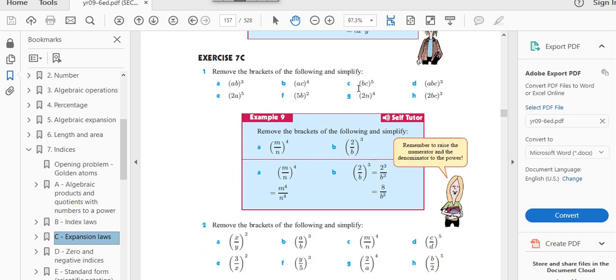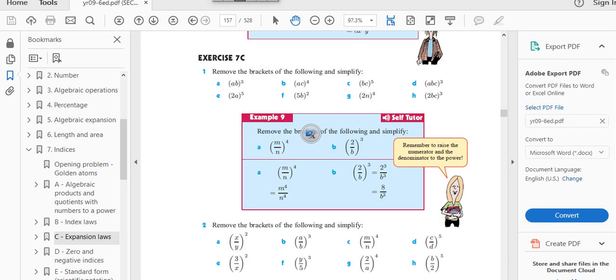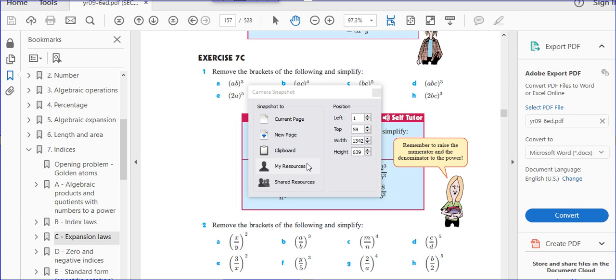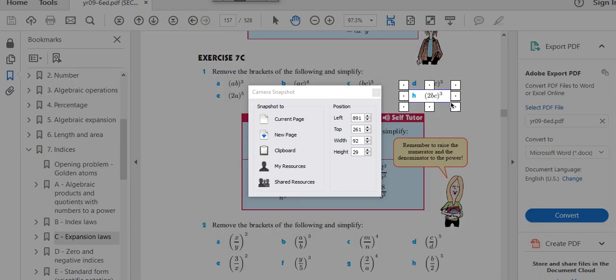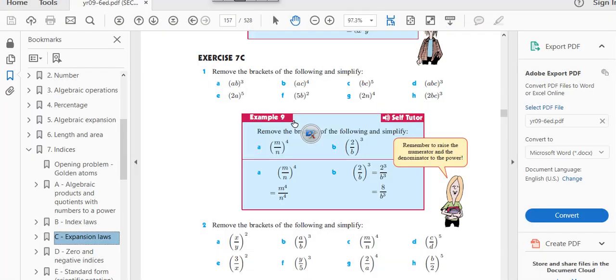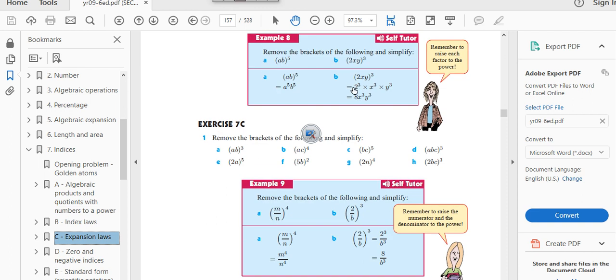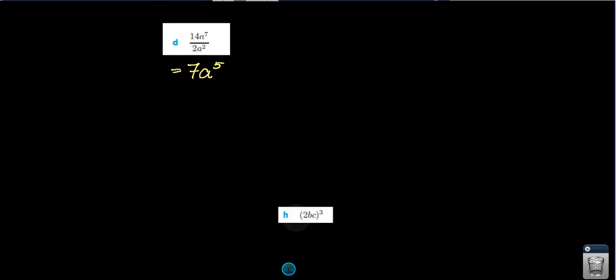So, what was the question that we had? Was it 1H? So if we look at 1H, right, I think it's pretty similar to this question here. So you should be looking at that example and it helps you and it goes, well, everything in this bracket gets the power. So that becomes 2 cubed, b cubed, c cubed.